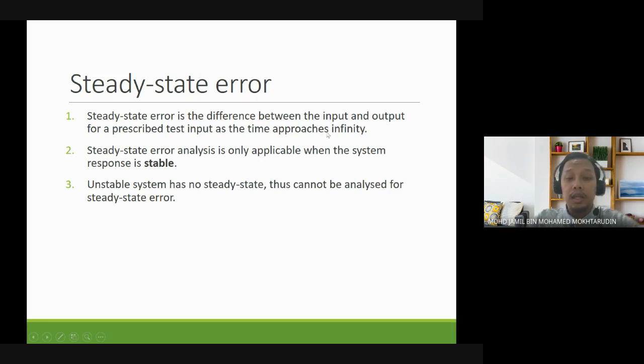Steady state error is only applicable when your system is stable. Okay. So if your system is not stable, then the system will have no steady state error. So please remember this number 2 here. It will be only applicable for stable system. For unstable system, there will be no steady state error, so you cannot analyze the steady state error.